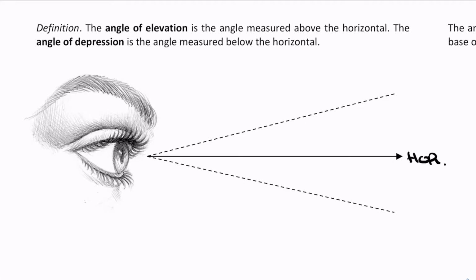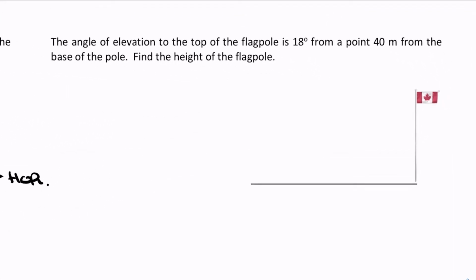The angle of elevation is anything that, if you were to tilt your eye upwards, it would be anything over here. So this would be your elevation angle. Whereas if you were to look downwards from the horizontal, this would be your depression angle. So the angle of elevation and angle of depression are always measured relative to some horizontal line. Let's take a look at this in a word problem.